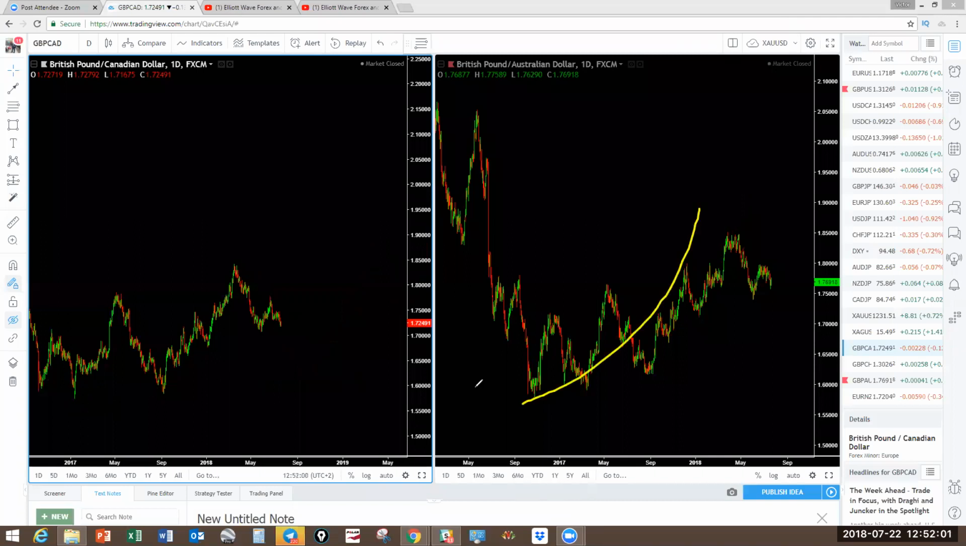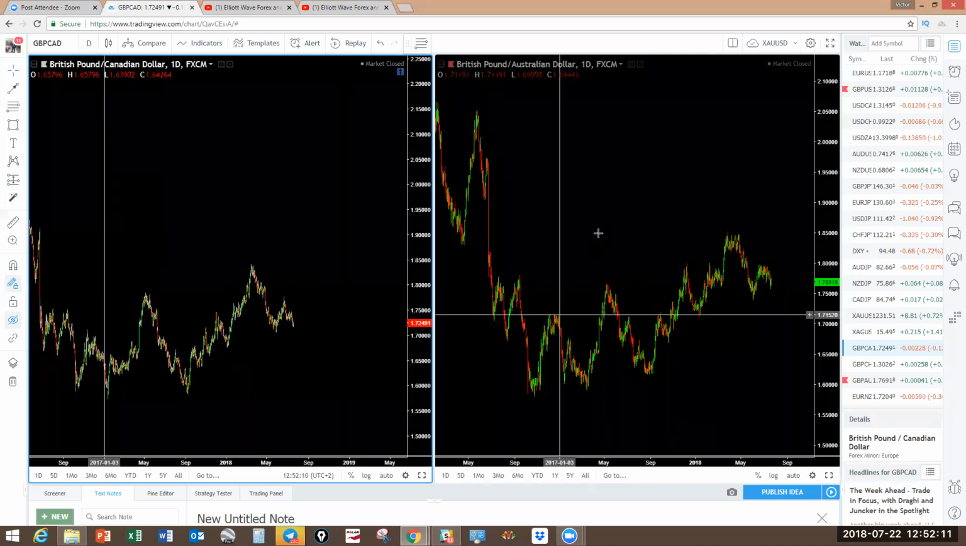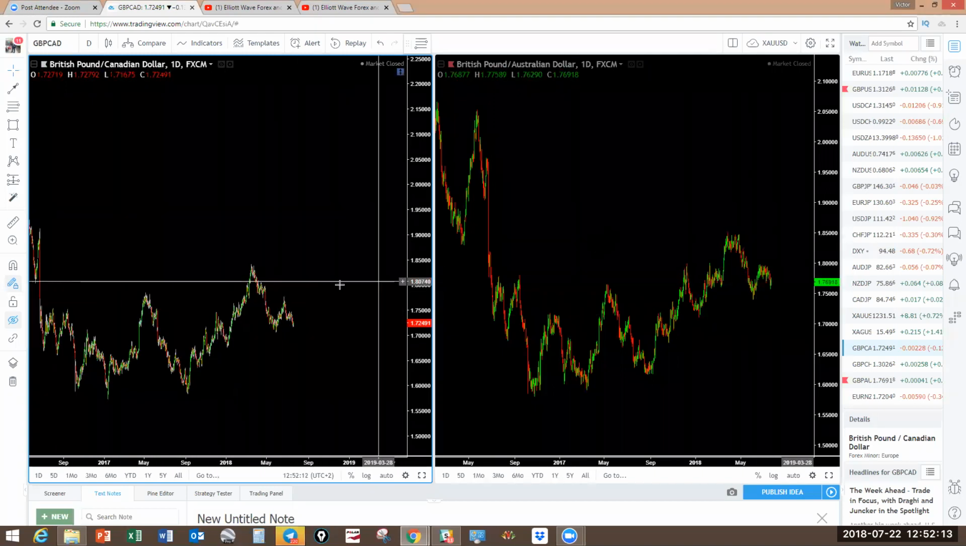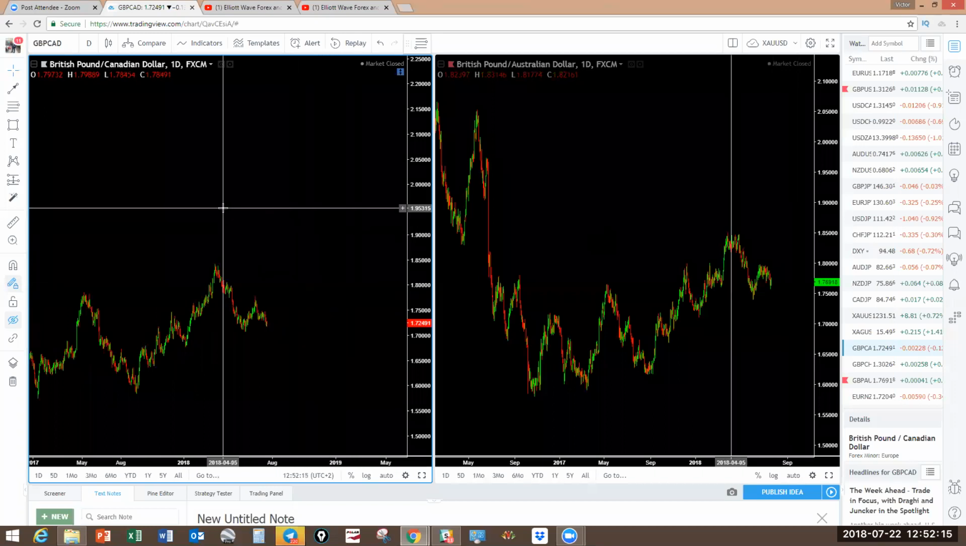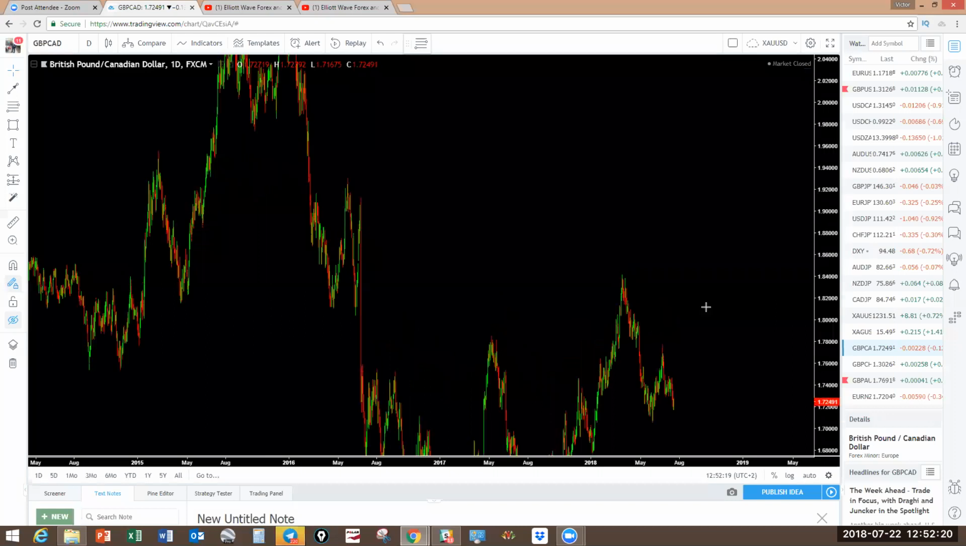This one is only playing out here. This one is here. So that one still has to do this move and this move. Easy. Challenge will be how to enter. Okay. So now let's look at pound AUD individually. Before we look at pound AUD, let's finish up pound CAD. What to look at for pound CAD?